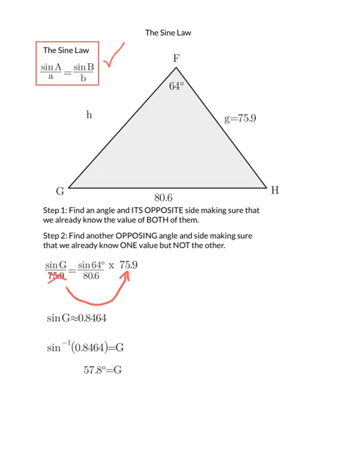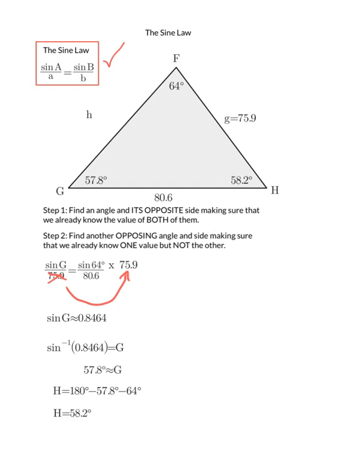And you can actually double check. If you just put in your calculator sine of 57.8, that's the thing that's going to give you 0.8464 approximately. I should have an approximate sign right here. Let's change that. All right, so we know that 57.8 is G. Well, now we have two different angles, so we can actually find the third angle. Angle H is simply equal to 180 degrees minus 57.8 minus 64 degrees. So H is 58.2 degrees.